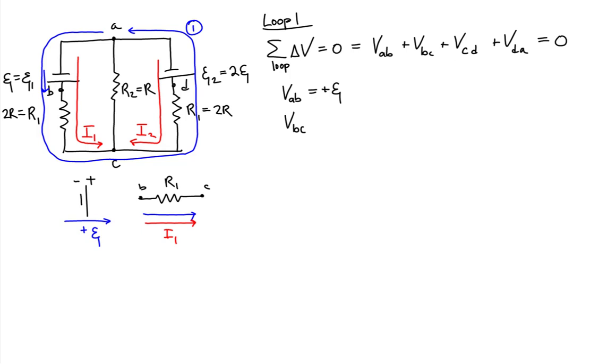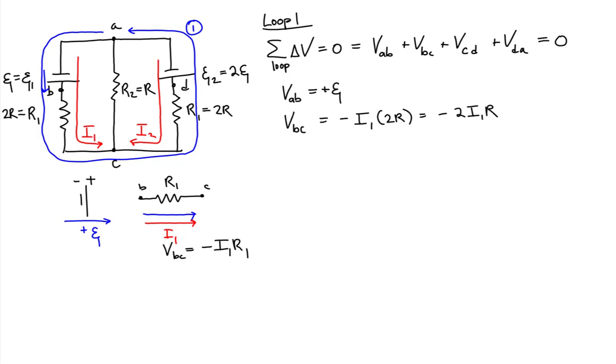So whenever your path of analysis is in the same direction as your current, that resistor has a potential drop. In other words, the potential difference from one end to the other lowers. And so that potential difference from B to C is equal to minus the product of the current and the resistance. So that potential difference from B to C is equal to minus current 1 times the resistance of resistor 1, which is equal to 2R. So I'll rewrite that as minus 2I1R.